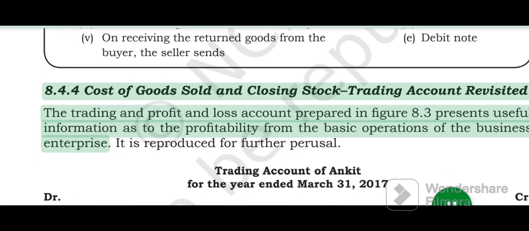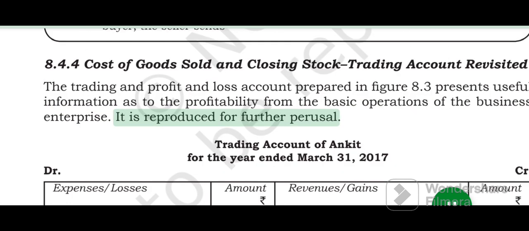8.4.4 Cost of goods sold and closing stock, trading account revisited. The trading and profit and loss account prepared in figure 8.3 presents useful information as to the profitability from the basic operations of the business enterprise. It is reproduced for further perusal.